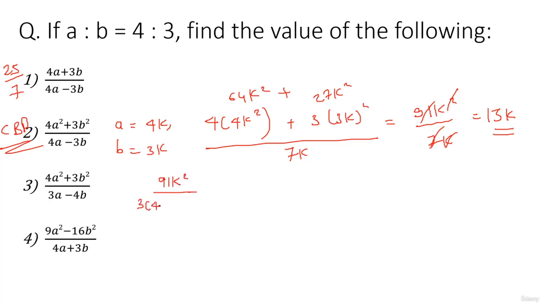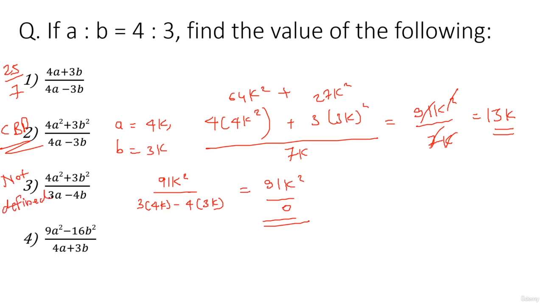So 3a is 3 into 4k, and the second term will be 4 into 3k. 3 into 4k is 12k, 4 into 3k also is 12k, right? So 12k minus 12k is 0. Here the answer is 91k square upon 0. Anything upon 0, you guessed it right. The answer is not defined.